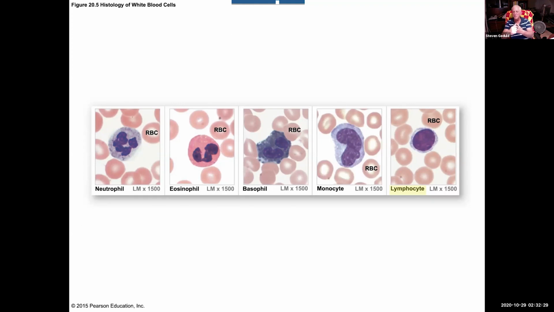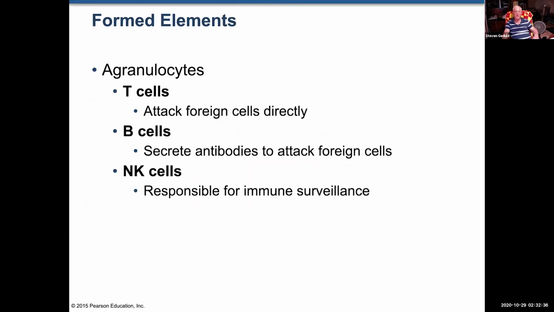The B cells become active in the bone marrow. The T cells become active in the thymus. Okay, so those are your agranulocytes again. Okay, the agranulocytes do not have granules. The T cells attack foreign cells directly. T cells go in, bind to it, and destroy it.